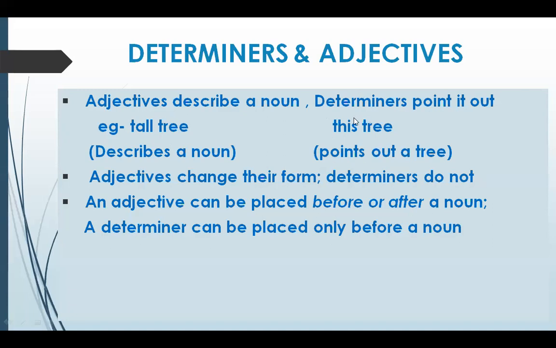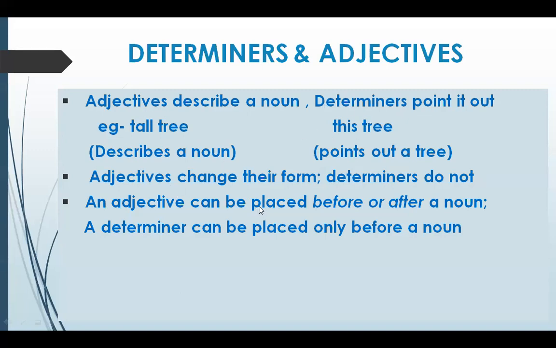But see here, when I say this tree, it is pointing out that particular tree. So it is actually limiting the meaning of the noun. I'm limiting it by pointing out one particular tree, that is this tree. So adjectives describe a noun, but determiners not only identify and specify a noun, they also point out that noun and limit the meaning of a noun. Adjectives change their form, but determiners do not. Like if we say tall, taller, tallest, but the form of this cannot be changed.